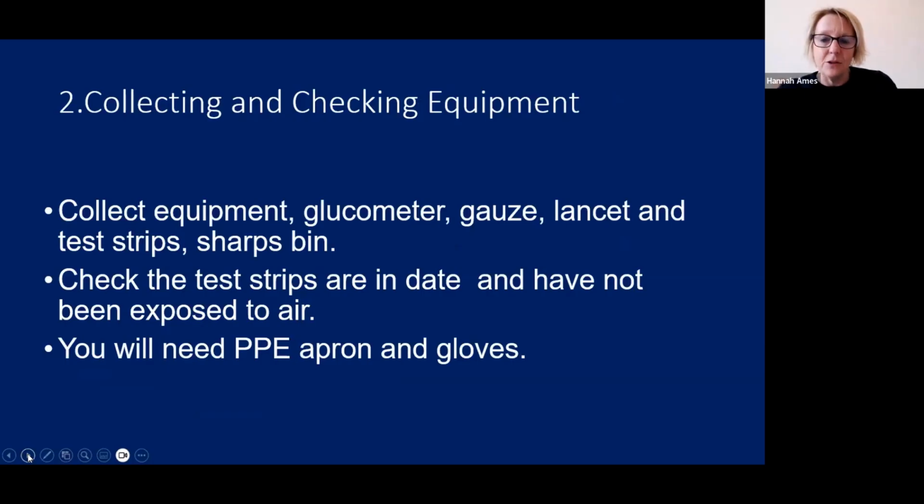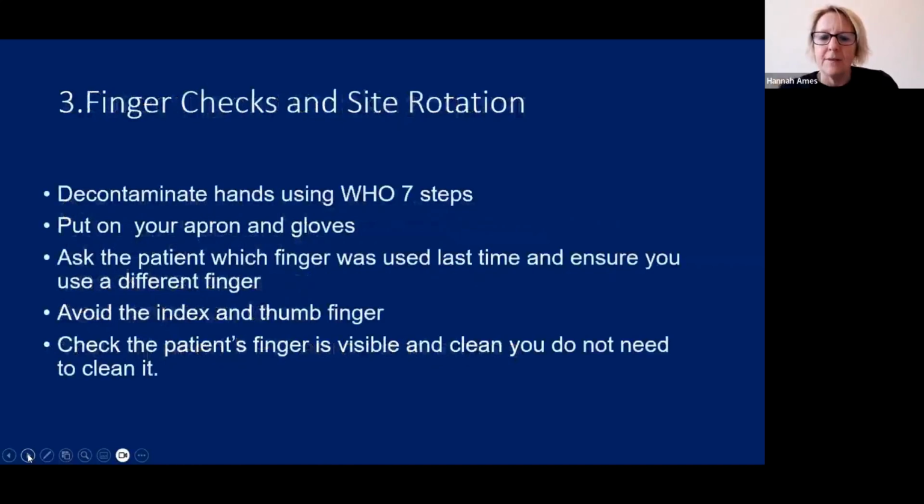So you need to go and collect and check all your equipment. You're going to get, like I said, your glucometer. You're going to get your gauze, your lancet, your test strips, and your sharps bin. You're going to confirm that your test strips are in date, they've not been exposed to air and they're dry. And because you are dealing with a bodily fluid, you will need your PPE, apron, and gloves. So come back to the station. So we're back to the patient.